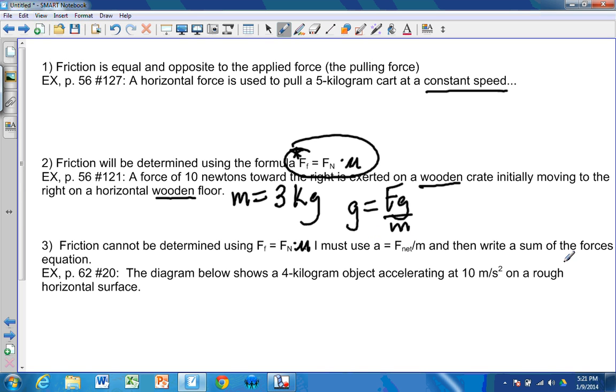And so, for instance, in this problem, the key that would clue me in that I can't use this is that even though they tell me it's a rough horizontal surface, they don't tell me exactly what surfaces are involved. And so that means I have no way of knowing the coefficient and using that table on the reference table.